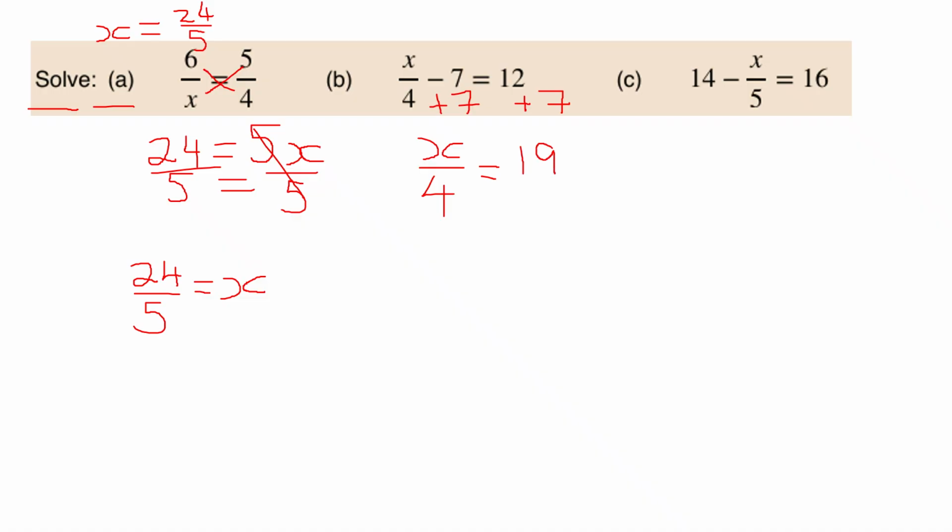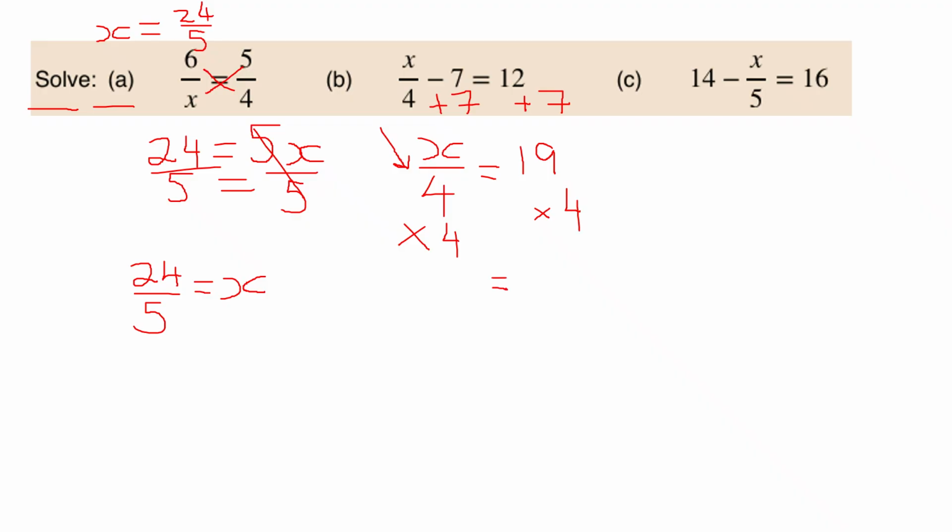To get x by itself now, guys, x is currently being divided by 4. So what's the inverse? Well done, you got it. So I'm going to multiply this side by 4 and times the right hand side by 4. So times 19 by 4. A little trick here for timesing by 4.